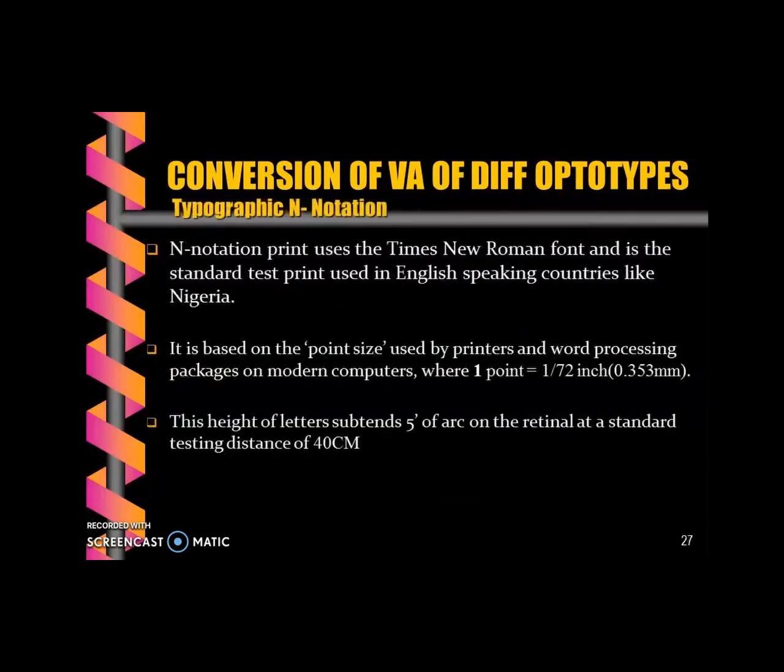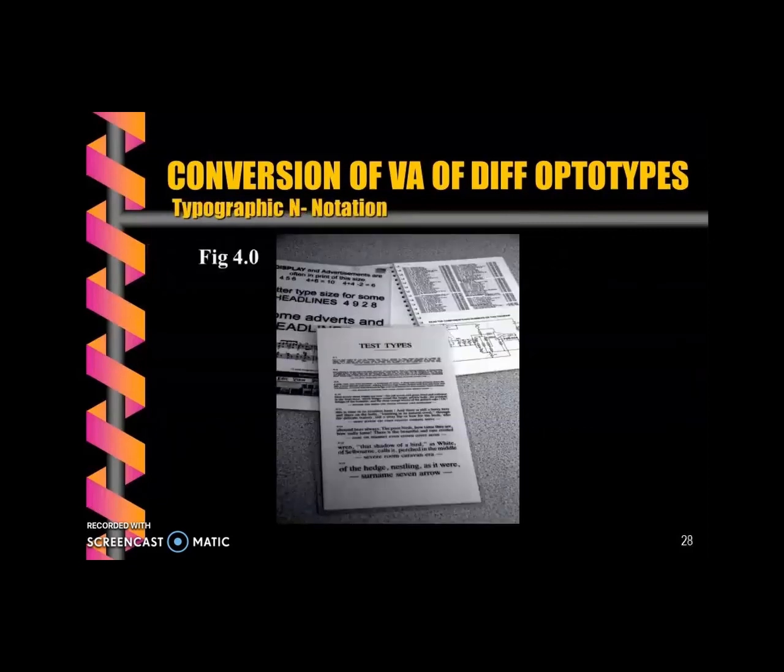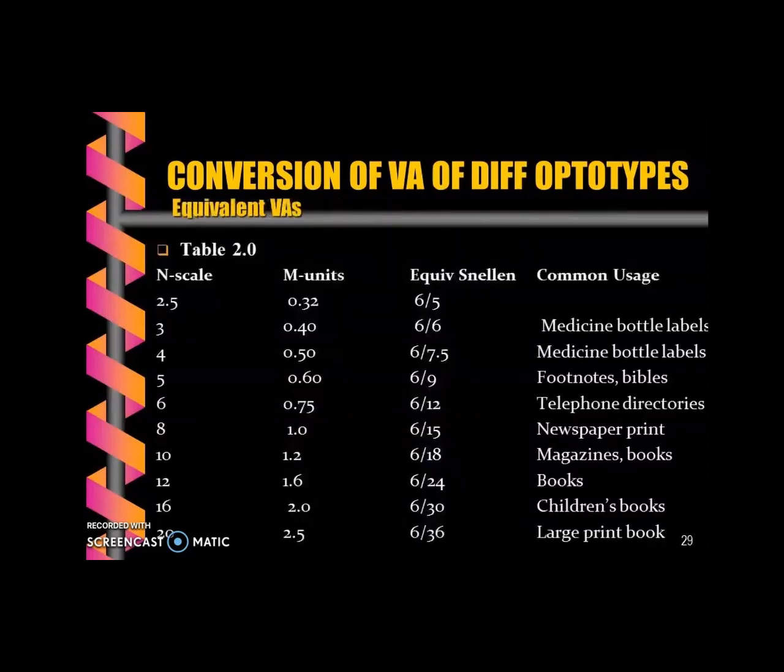The N notation print uses the Times New Roman font and is the standard text print used in English-speaking countries like Nigeria and other Anglophone countries. It is based on the point size used by printers and word processing packages on modern computers, where 1 point is equivalent to 1/72 inch. And if you do the conversion, that should be 0.353 millimeters. This is a typical example of the N notation charts. And again, these are the equivalent VAs if you want to convert from one testing scale to another, from the N scale to the M unit, the equivalent Snellen chart, and their common usages.